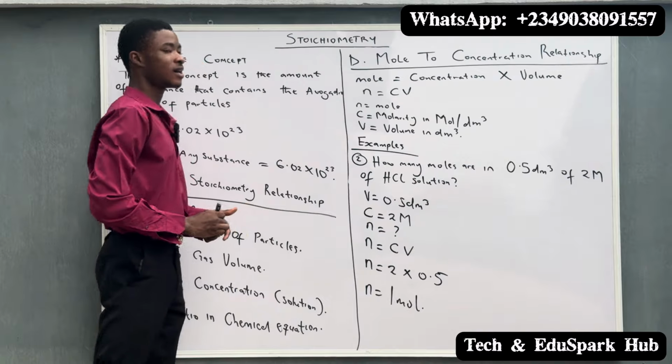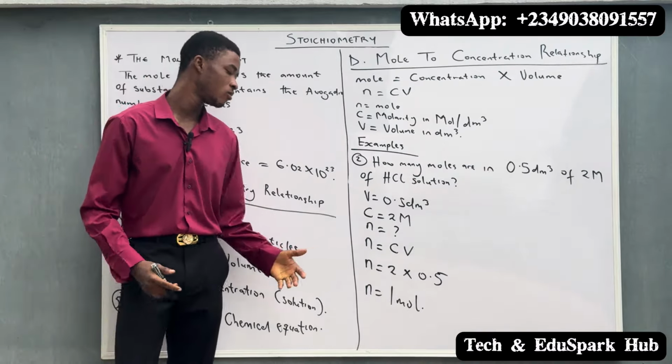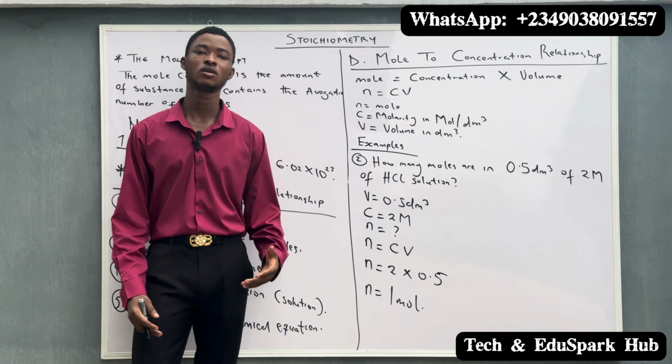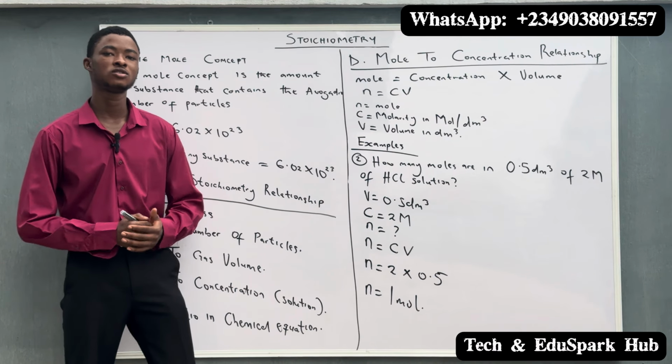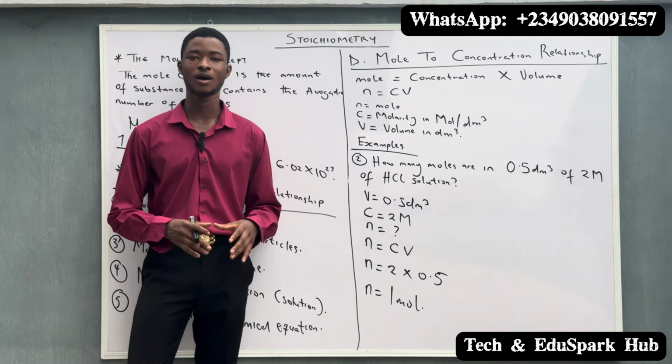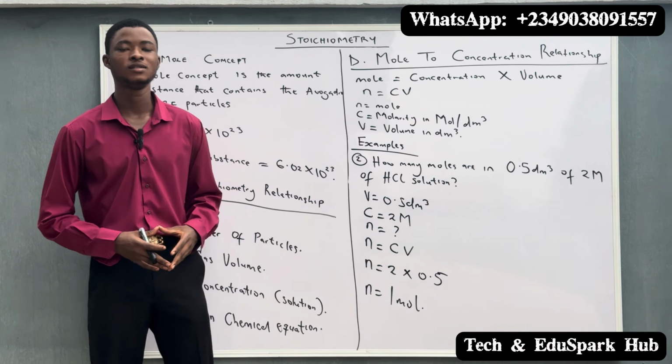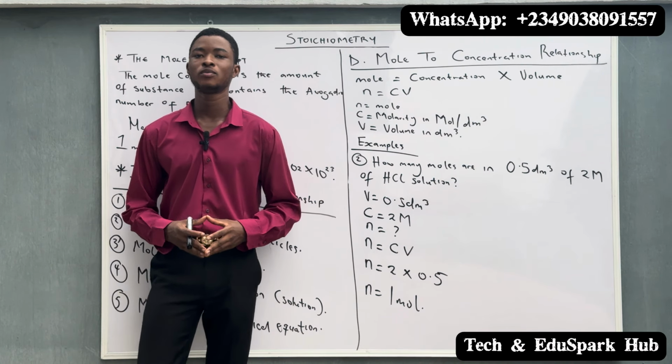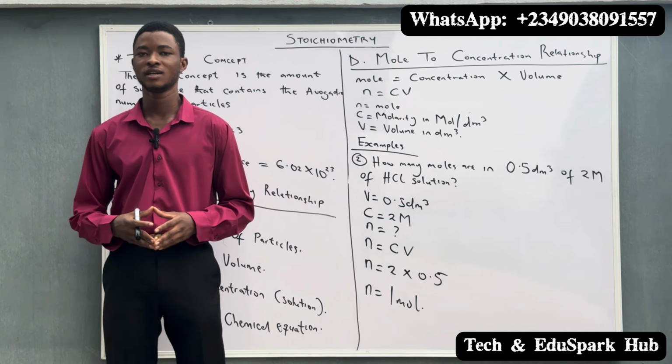And this is the final answer to question of this type. So you can see 1 mole is correct. And this is how you solve question under the mole to concentration relationship. So you just have to know what the question is asking you to calculate in particular and how to use the formula properly. So let's move to the last example on mole to concentration relationship.